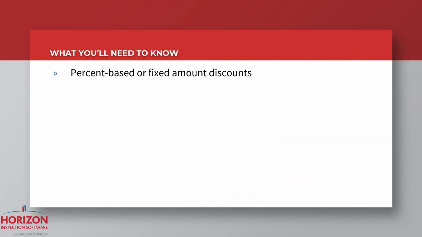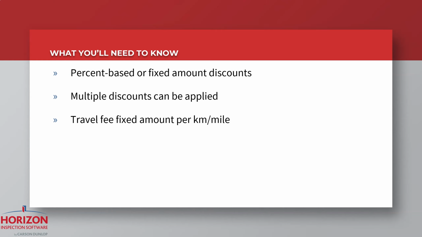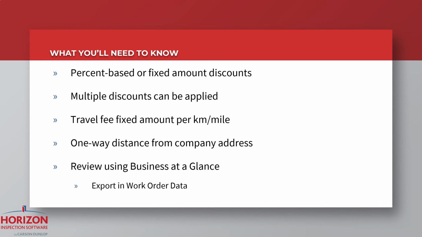For discounts, they can be percent-based or a fixed dollar amount, and you can apply as many discounts as you'd like to the same invoice. For travel fees, it's a fixed amount per kilometer or mile, dependent upon where you live, and the distance is calculated from the address in your company information. Both discounts and travel fees are documented for accounting purposes and available in your business at a glance to review and/or data export.